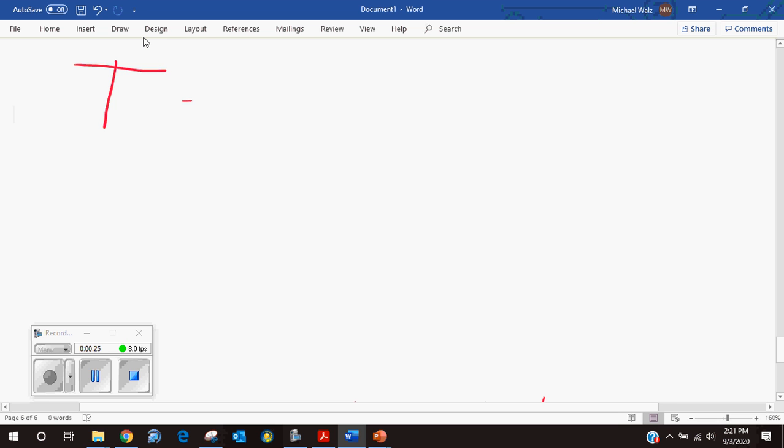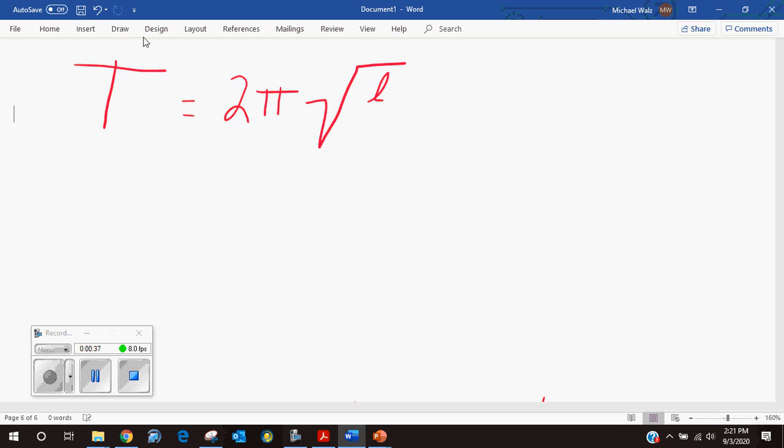T, big T, is for period. And in this case, it's for a pendulum, but big T is always for period, no matter what you do. Times 2 pi times the square root of the length of the pendulum to the center of the mass divided by little g.